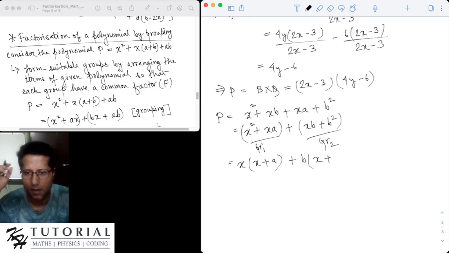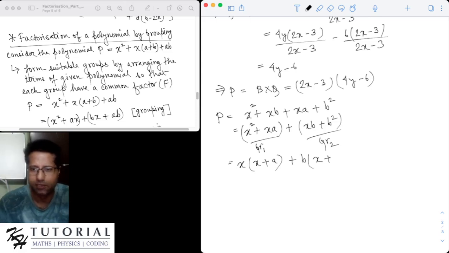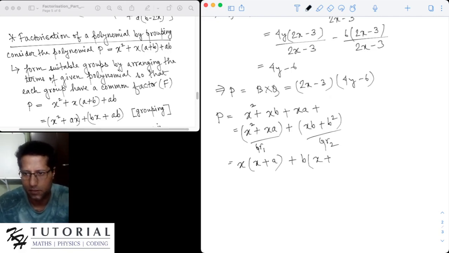Oh no, sorry, x plus b. Let me one second. So this is not b square, sorry, this will be ab. This is not b square, but this is ab, my mistake.